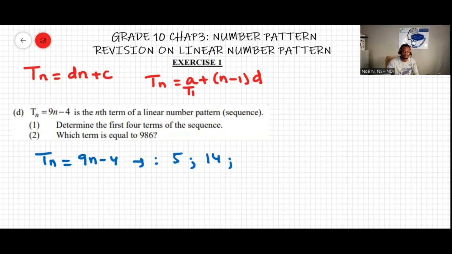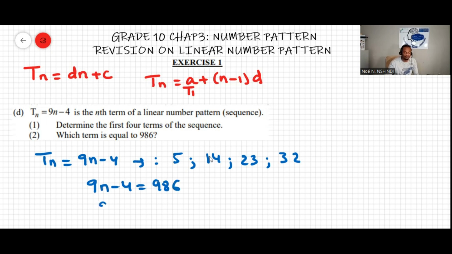Then we can start adding 9 because that's the constant difference from 14. So we can add 9 there. That makes 23, and then we can add 9 there, that makes 32. This is the same as substituting the values 1, 2, 3, 4 in the given pattern. Now, the question says which term is 986? So it means we're going to do 9n minus 4 equal to 986.